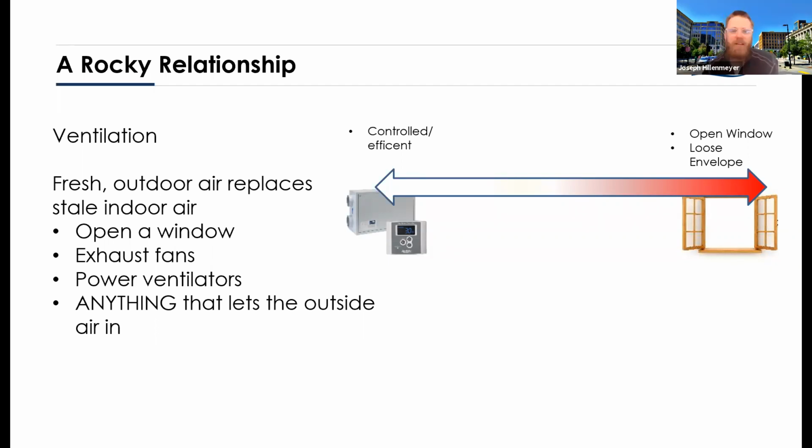And when it comes to ventilation, that could start as simple as a loose window, a loose envelope, an open window. I mean, as long as you're bringing air into the house, that's technically ventilation, all the way up to things that are far more controlled and efficient, where we're bringing air in from a known source and perhaps where we're conditioning it to some extent. And obviously over the years, we've moved much, much closer to that type of ventilation.